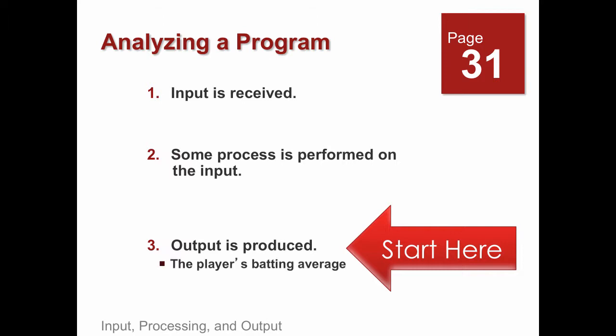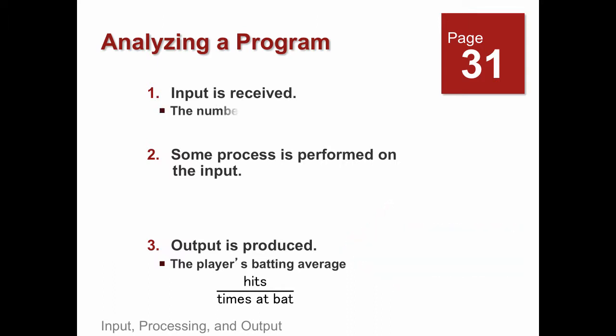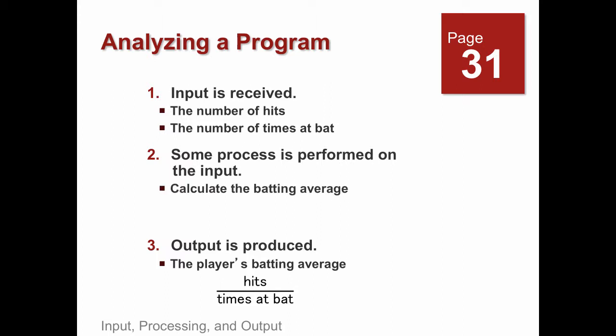If that's what we really want out, and oh, by the way, here's the formula for that. You take the number of hits divided by the times at bat. If we really want that, then what do we need to get that? Well, looks like we just need a couple things, the number of hits and the number of times at bat. So now we have our output and we have our input. Well, we're going to calculate the batting average, and the way we're going to calculate the batting average is by dividing the number of hits by the number of times at bat. Fairly simple. If we're going to design this program, how would we do it if we were a software engineer?